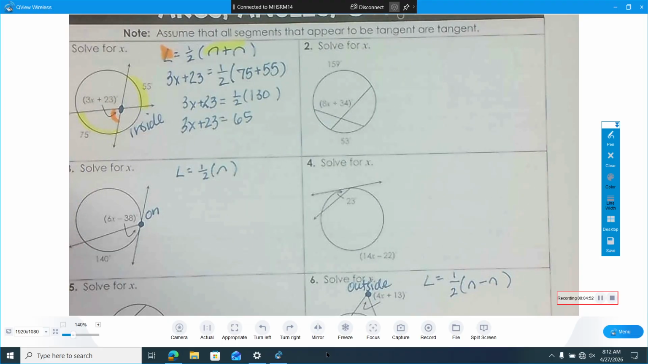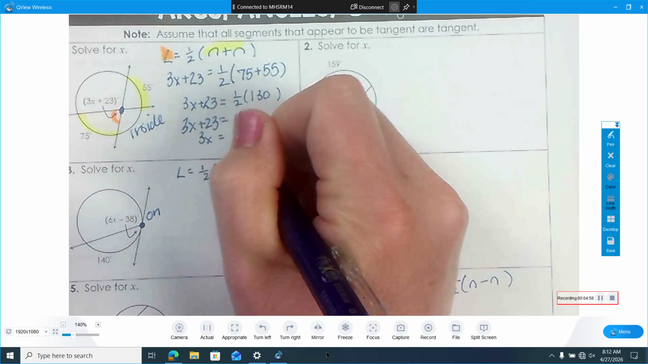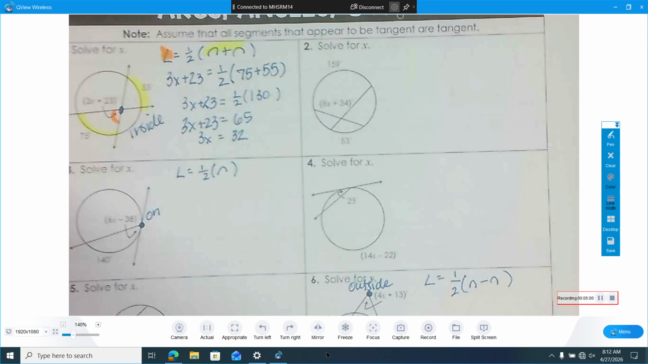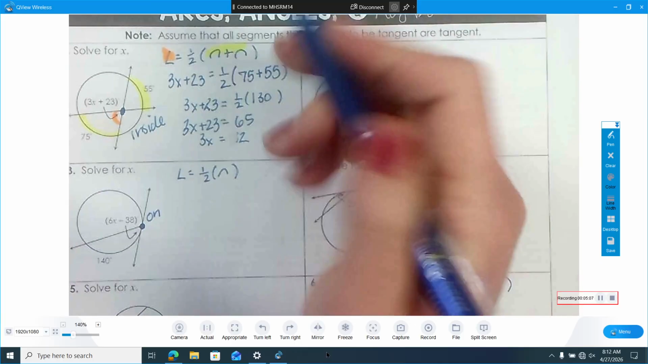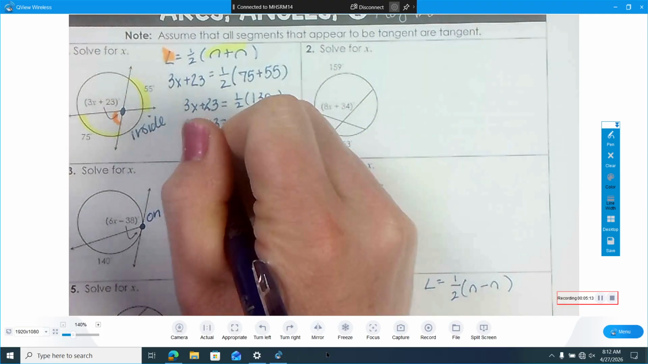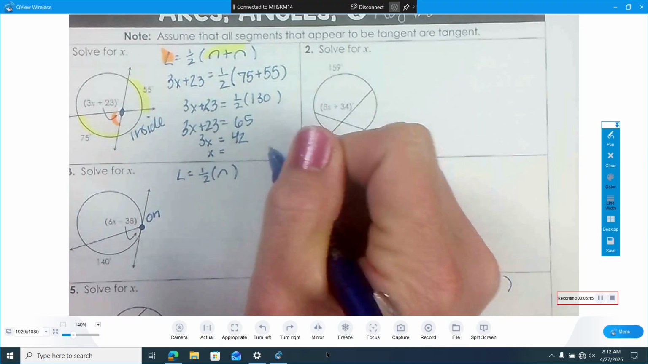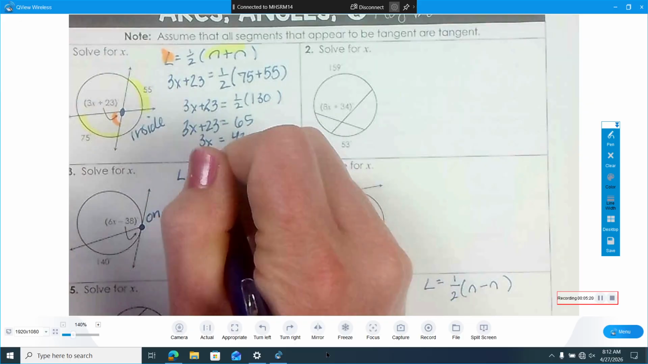How do we do it from there? Minus 23. So we have 3x equals 32. And then we need to... 32? 42. 42, sorry. Then we need to divide by 3. So x equals 14. Yeah, close.